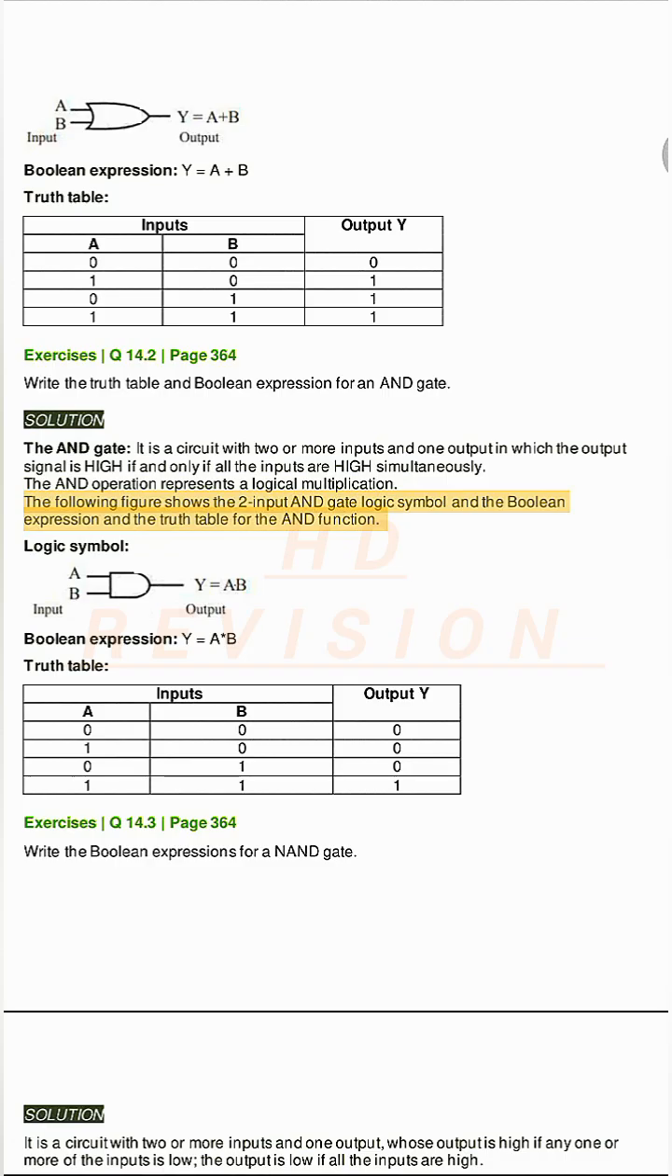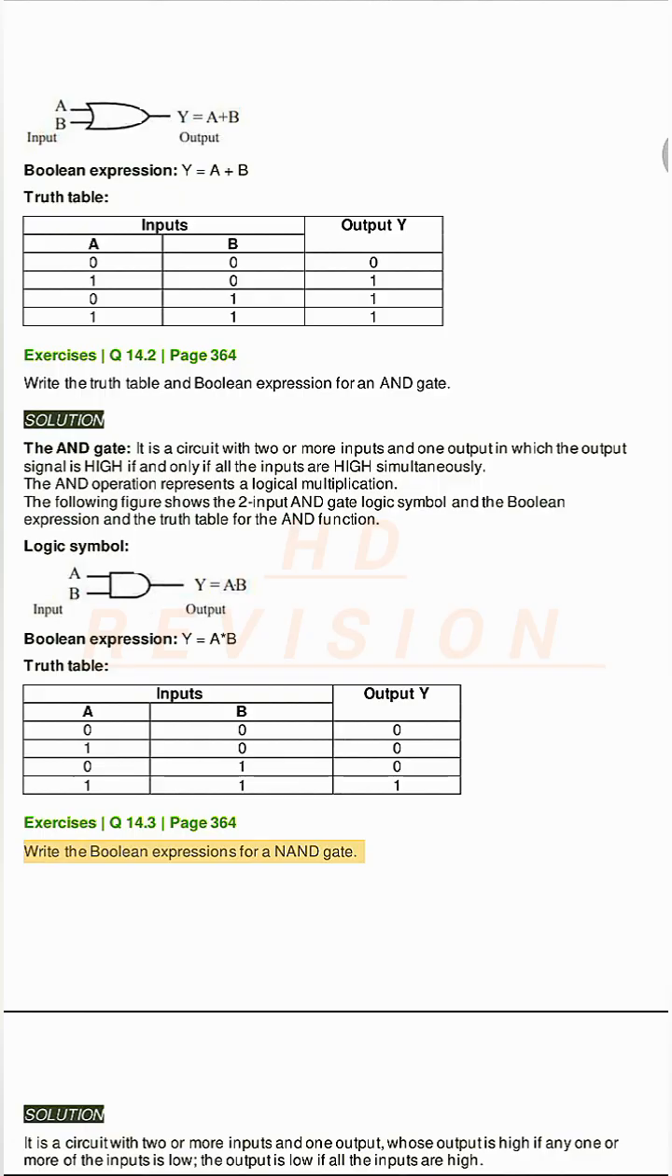The following figure shows the two-input AND gate logic symbol, the Boolean expression, and the truth table for the AND function. Logic symbol. Boolean expression: Y equals A asterisk B. Truth table. Inputs A, B; output Y. 0 0 gives 0; 0 1 gives 0; 1 0 gives 0; 1 1 gives 1.